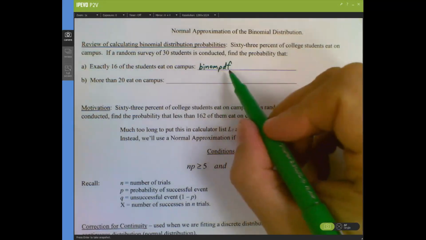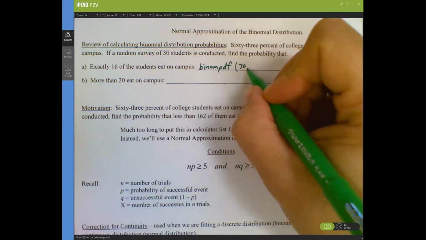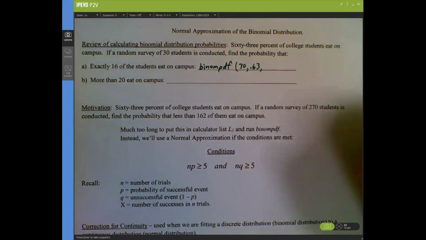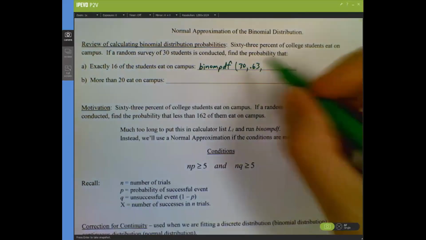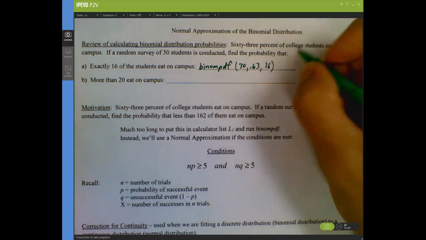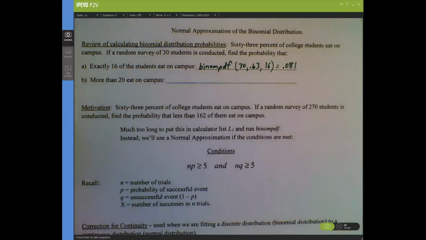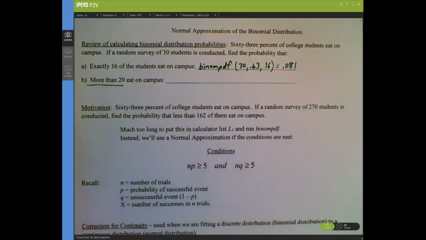If you remember doing this, we used our binomial probability calculator feature. What we wrote is binomPDF. We had our n value, the number of students surveyed, the probability of a successful event, and then the number of successful events that we were looking for, in this case 16. And we ran that on our calculator, and it gives 0.081.